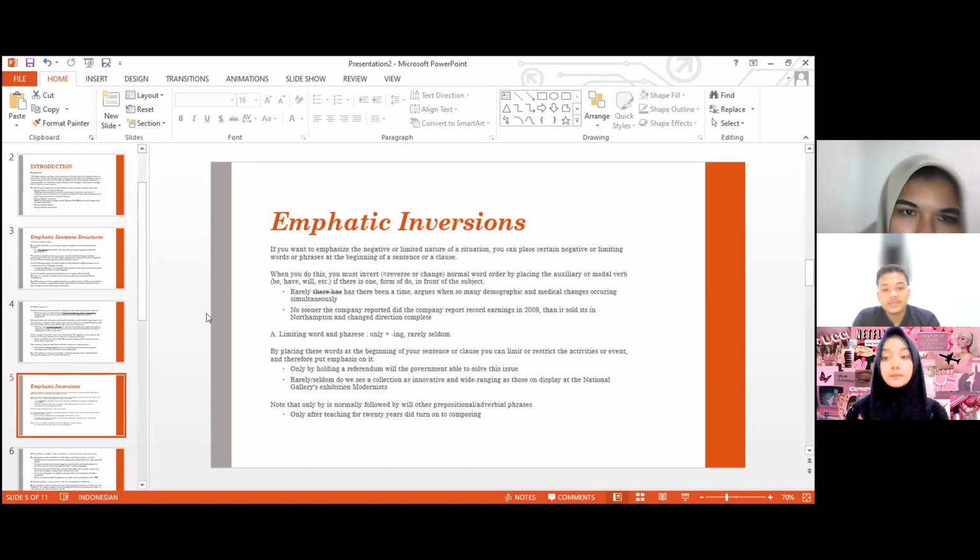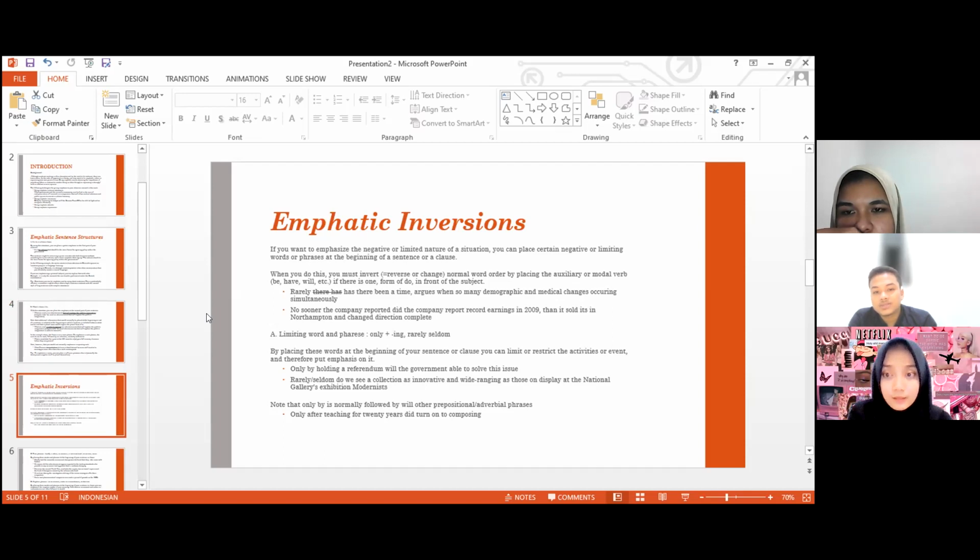So the next is emphatic inversion. If you want to emphasize the negative or limited nature of a situation, you can place certain negative or limiting words or phrases at the beginning of a sentence or a clause. When you do this, you must invert, reverse, or change normal word order by placing the auxiliary or modal verb, be, have, will, etc., or if there is none, a form of do in front of the subject.